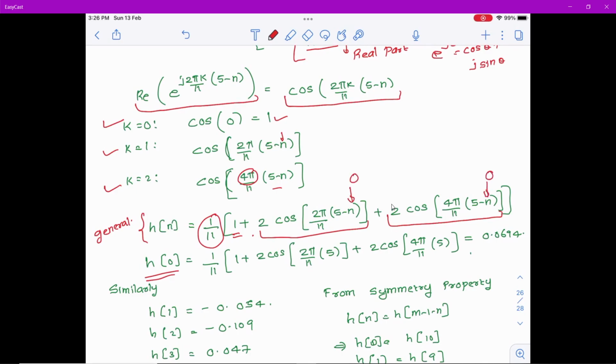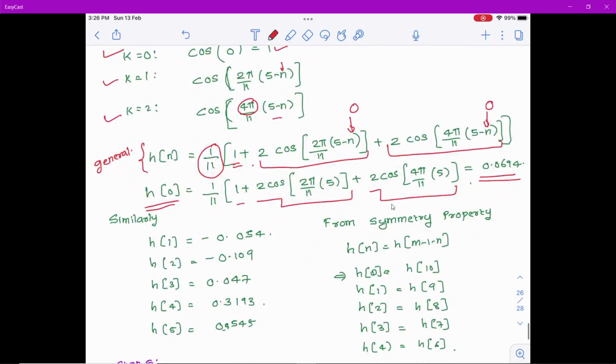Wherever you see n, you substitute 0. When you substitute, you will get 1 plus 2 cos 2 pi by 11 into 5 plus 2 cos 4 pi by 11 into 5. And that you will get as 0.0694.